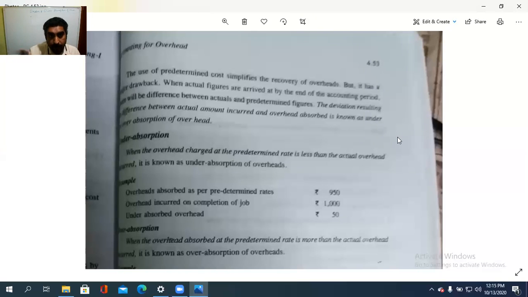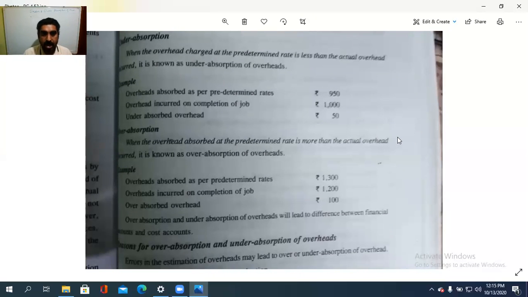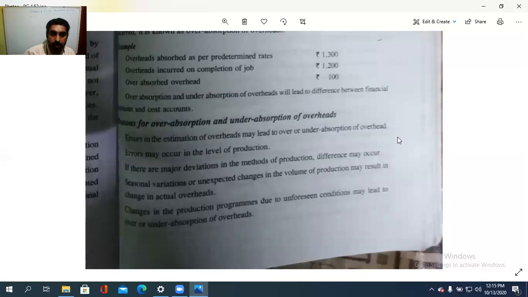ഇനി കൂടിയോ? പ്രീഡിറ്റർമൈൻഡ് റേറ്റ് കൂടുതൽ ആണ്, ആക്ച്വൽ കുറവാണെങ്കിൽ ദാറ്റ് ഈസ് ദ കേസ് ഓഫ് ഓവർ അബ്സോർപ്ഷൻ. ഫോർ എക്സാമ്പിൾ, overhead absorbed as per the predetermined rates is 1300 and overhead incurred on completion of the job is 1200. So 100 over absorbed. അപ്പൊ അതാണ് ഓർക്കേണ്ടത്. അണ്ടർ അബ്സോർബ്ഡ്, ഓവർ അബ്സോർബ്ഡ്. പ്രീഡിറ്റർമൈൻഡ് റേറ്റ് ആക്ച്വൽ റേറ്റിലും കുറവാണെങ്കിൽ ദാറ്റ് ഈസ് അണ്ടർ അബ്സോർബ്ഡ്, ഓപ്പോസിറ്റ് ആണെങ്കിൽ ഓവർ അബ്സോർബ്ഡ്. ക്ലിയർ?